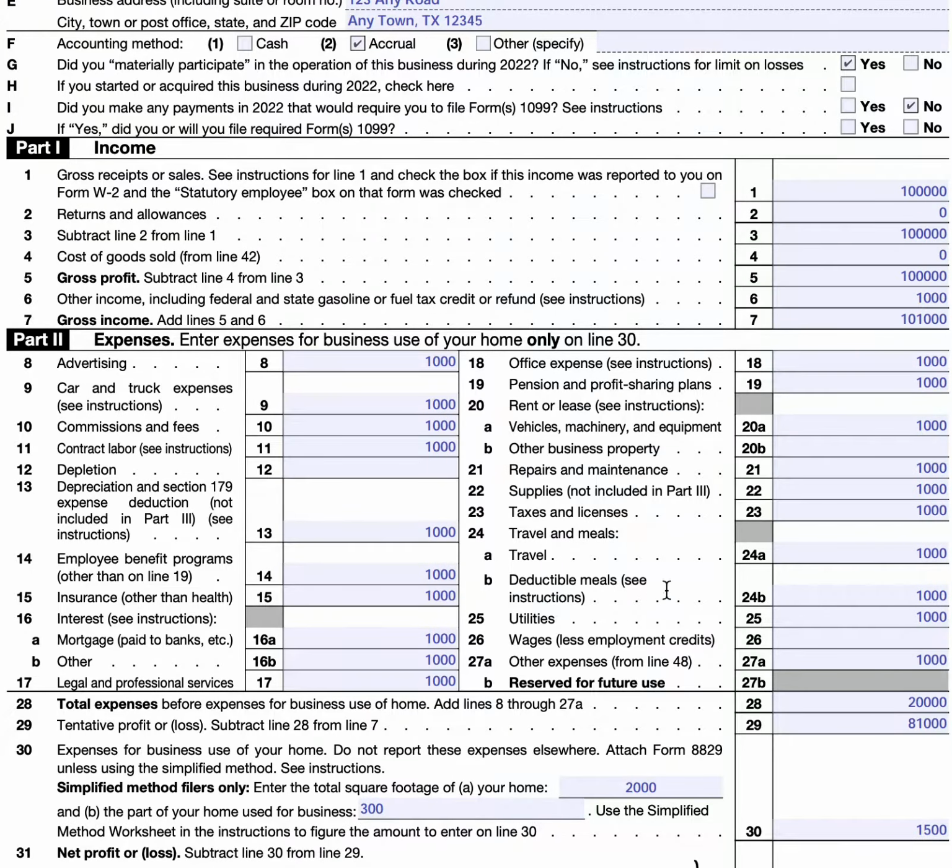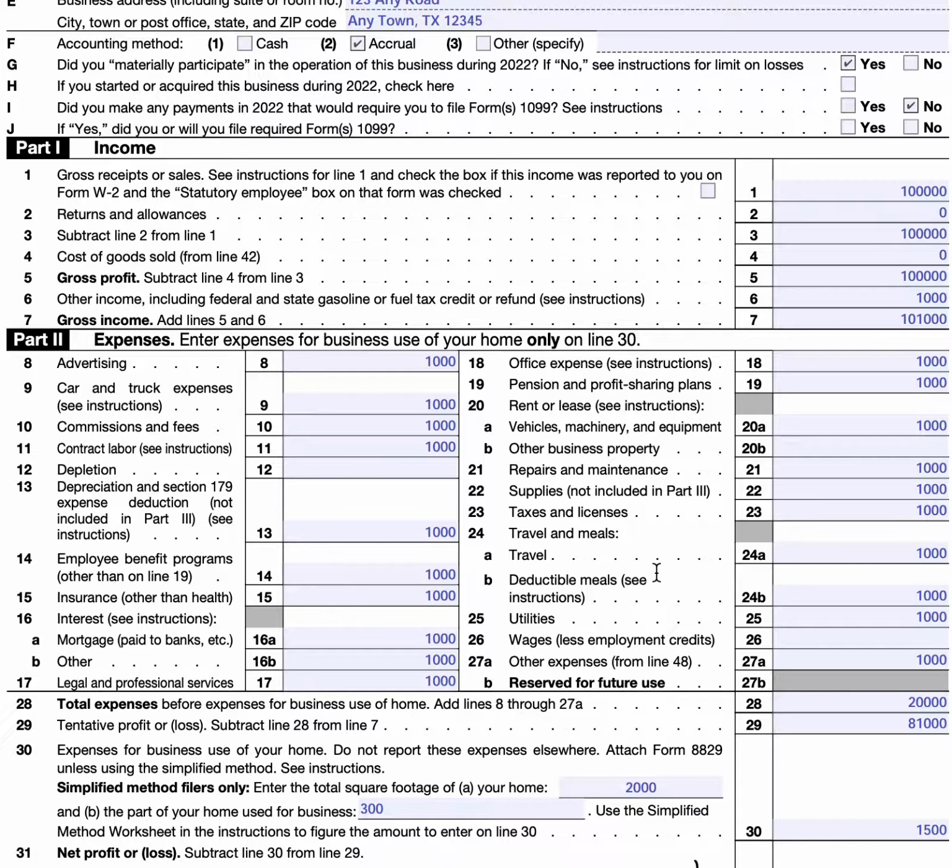In line 24, we're going to cover travel and meals. So in line 24A, you can enter your expenses for lodging and transportation connected with overnight travel as long as you're away from your home. Your tax home is your main place of business, regardless of where your family lives. You can't deduct any expenses that you paid in connection to employment away from home for more than a year.